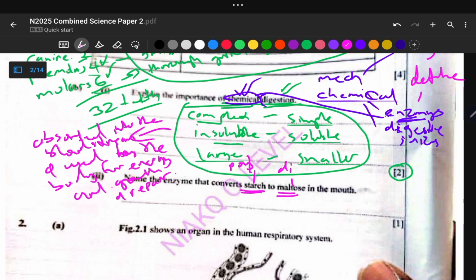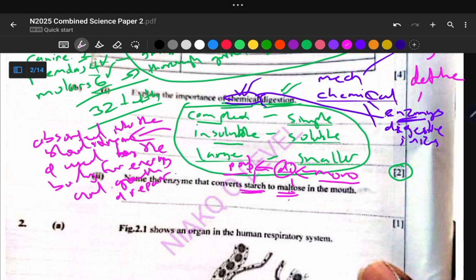A glycosidic bond. So we have amide linkage, we have ester linkage. Amide linkage is found in the proteins, ester linkage in the fats, and the glycosidic linkage in the carbohydrates. So we are going to have two monosaccharides bonding together to form the disaccharide, and then the disaccharides will combine together to give the polysaccharide. So this is the chain.